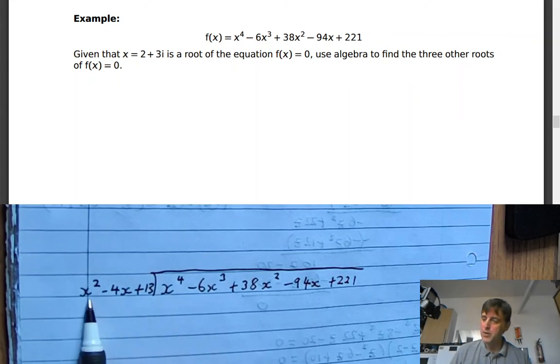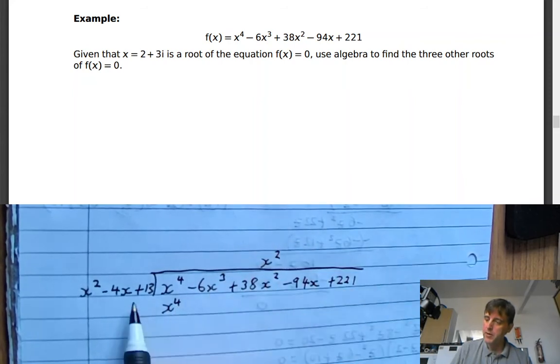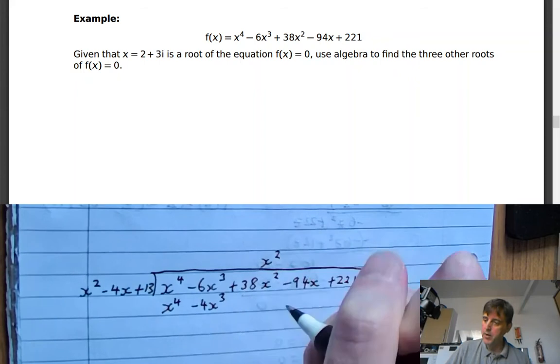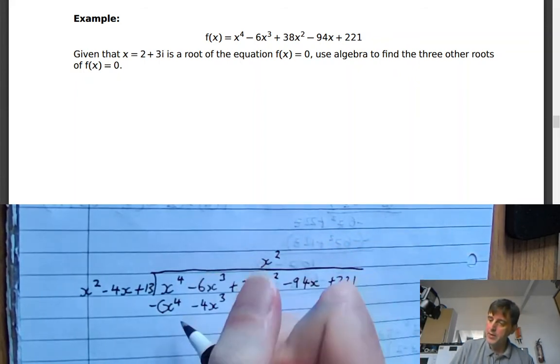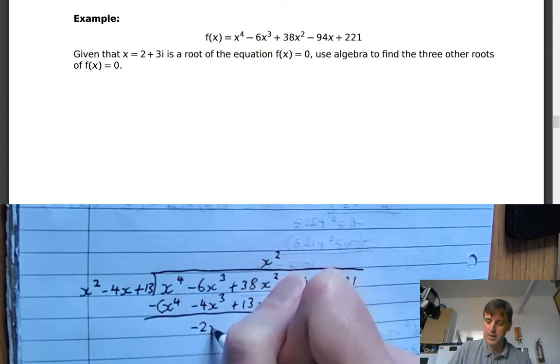So x squared times another x squared gives us x to the 4. Multiply the other terms by x squared. I think we end up with minus 4x cubed here and plus 13x squared here. Subtract that away, and let's see what we've got. Well, we're going to end up with minus 6x cubed minus a minus 4x cubed, which becomes minus 2x cubed.